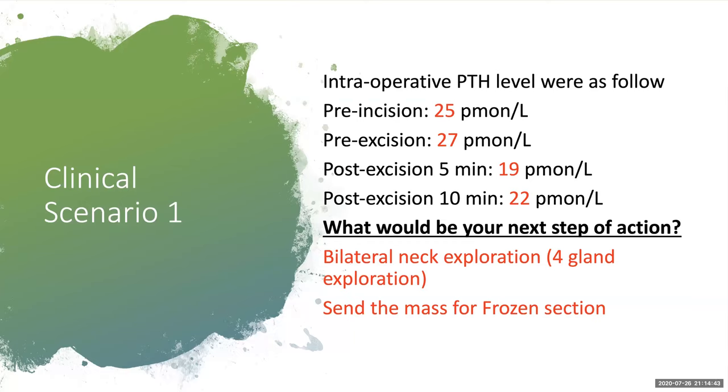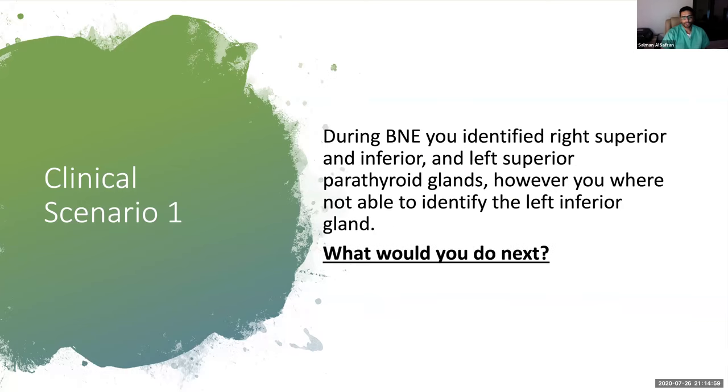Okay, good. So exactly, that's what we're going to do. Things are not right here. You can see the pre-excision and post-excision levels went down a little bit and then went up. So whatever you removed was not the parathyroid. During the bilateral neck exploration, you identify the right superior and inferior and left superior parathyroid glands. However, you were not able to identify the left inferior gland. What would you do next?